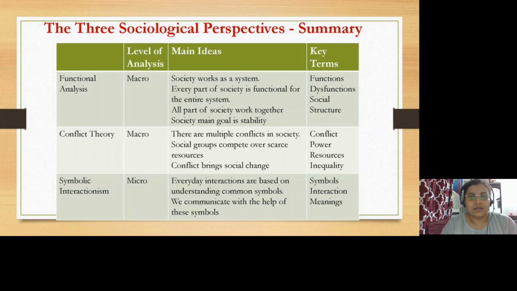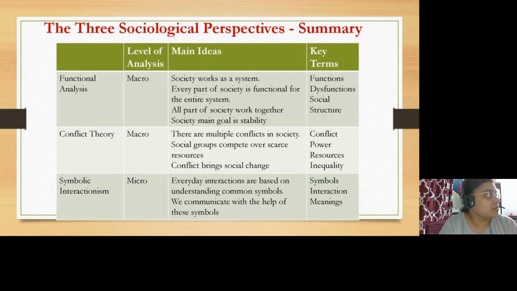Now you can see in this image the level of analysis. It is written macro, macro, micro. So in sociology there are two types of sociology. One is macro, another is micro. With the word only you can understand what it is. Macro means we are talking about structure, a big unit of analysis, and micro is small parts, small units of analysis.